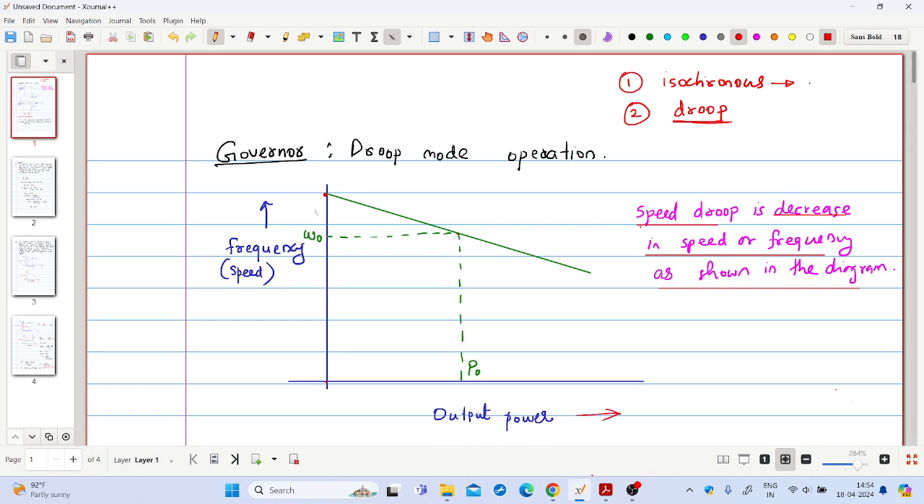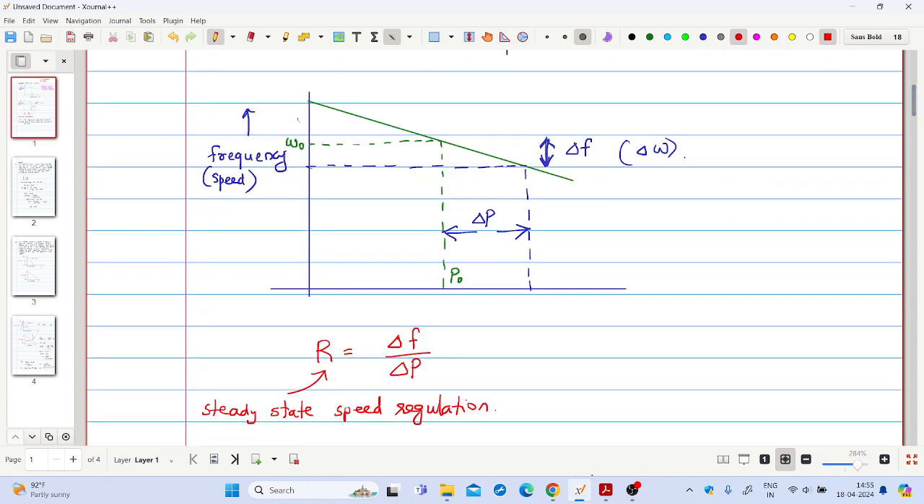So you can see in this diagram at nominal output power P0, the frequency output of generator is omega 0. So here the drop characteristics passes through this operating point, and at no load it is having some higher frequency, and as you load the machine the frequency is linearly decreasing. So the speed drop is decreasing speed or frequency as shown here by this straight line. So I have marked it here.